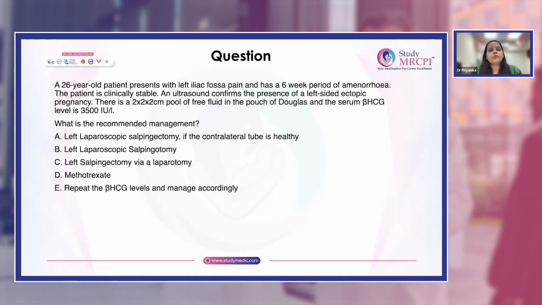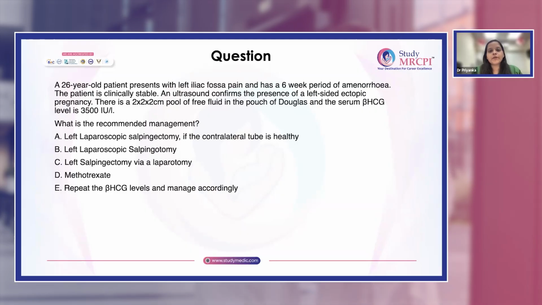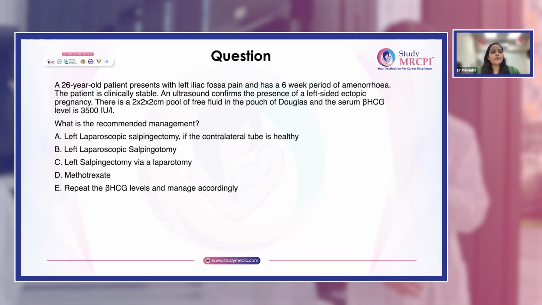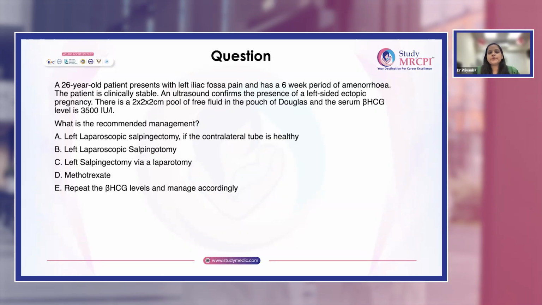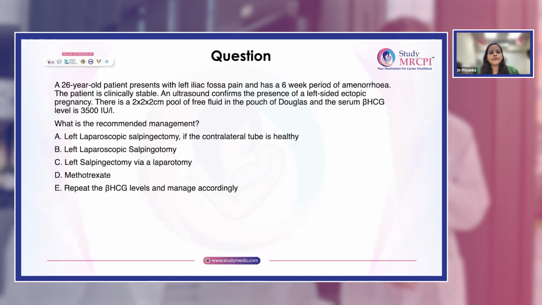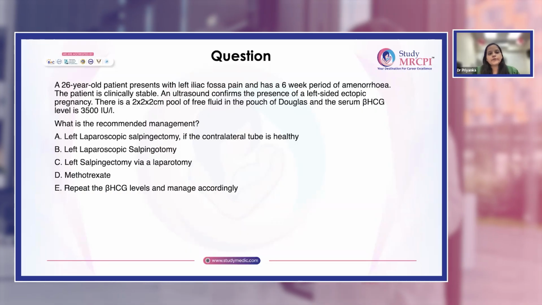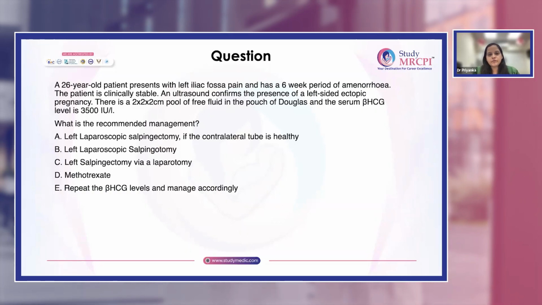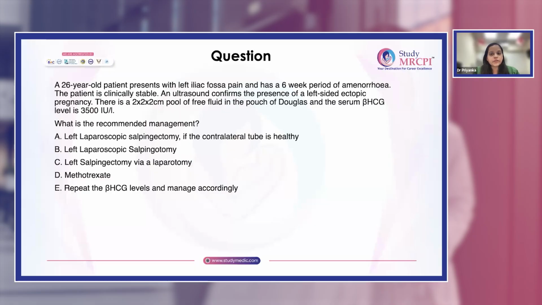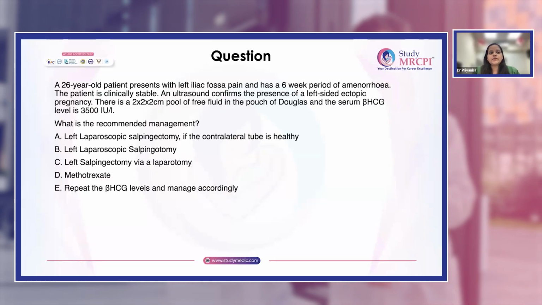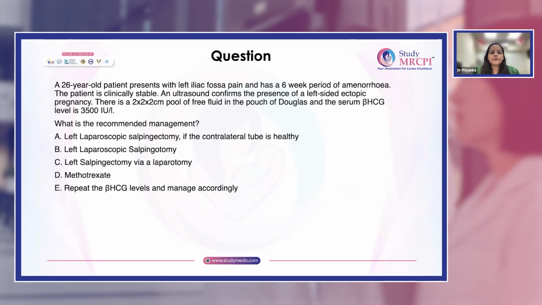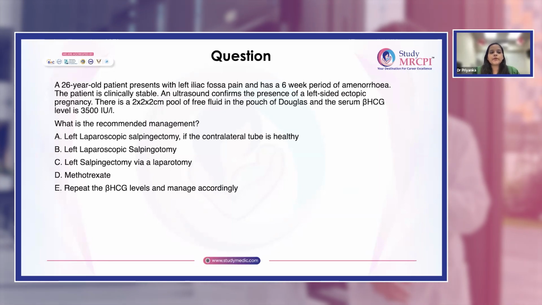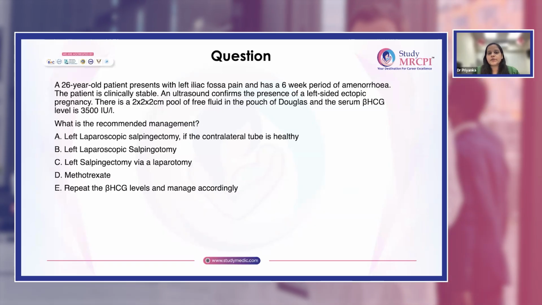Now, a 26-year-old woman presents with left iliac fossa pain and has 6 weeks of amenorrhea. The patient is clinically stable, and ultrasound confirms the presence of a left-sided ectopic pregnancy. There is a 2 by 2 by 2 centimeter pool of free fluid seen in the pouch of Douglas, and the serum beta HCG value is 3,500. So what's the recommended management? Can she have expectant, medical or surgical management?